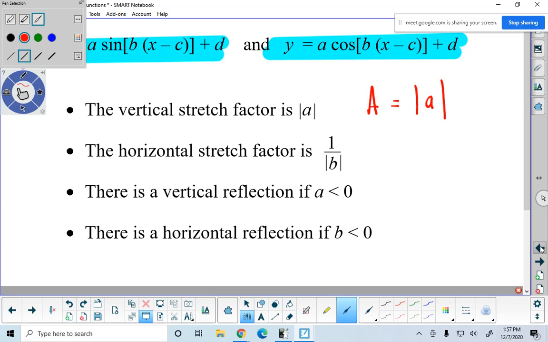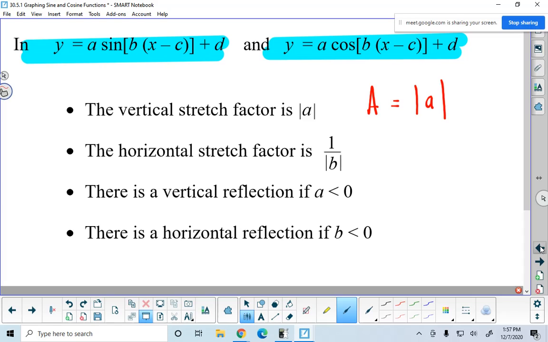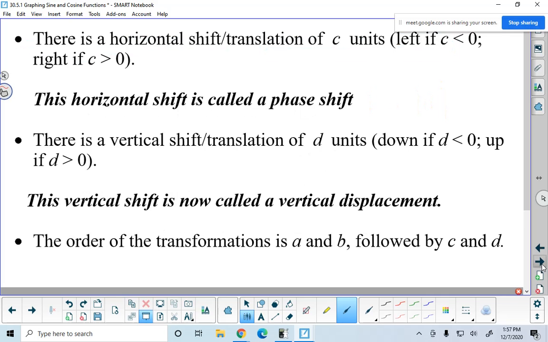I think that's an important detail to know. The horizontal stretch factor is 1 over the absolute value of B, but I don't think that's really that important, because I'm going to tell you something about the period in a second here that I see is not in your notes. There's a vertical reflection if A is negative. There's a horizontal reflection if B is negative. This is all not new to you.